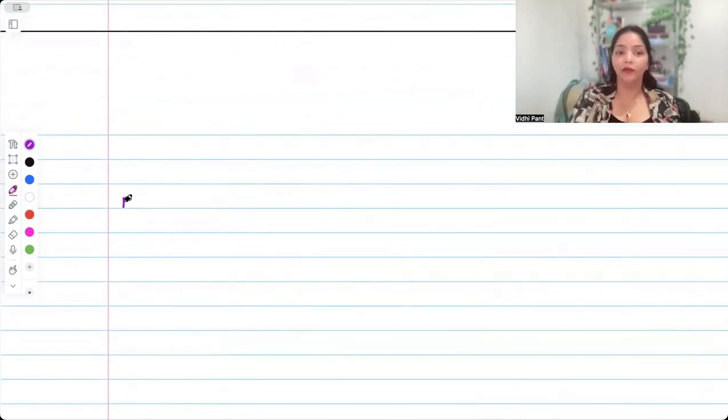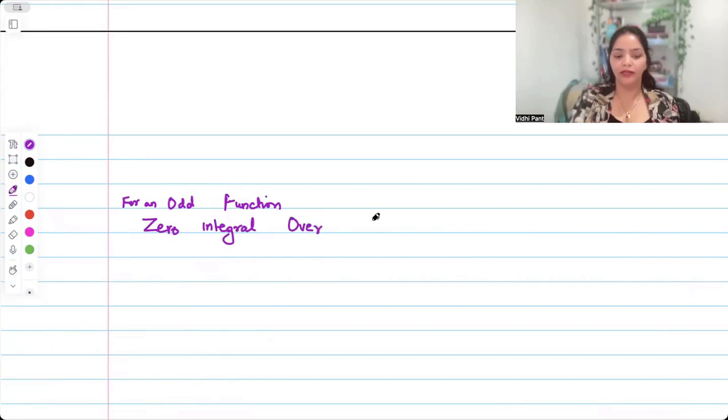All right. And now for odd function. For an odd function, again, if we talk about integral, for an odd function, always remember: 0 integral over symmetric intervals.